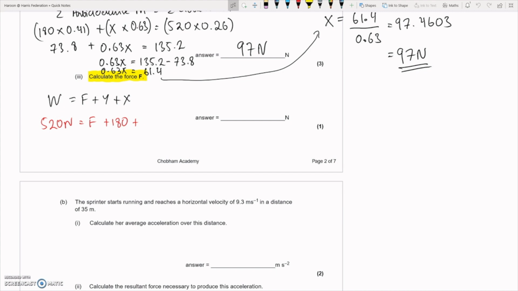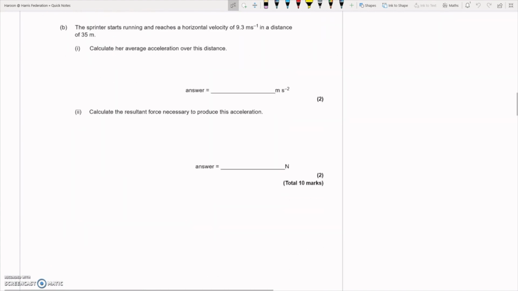Let's clear that up for you. If we rearrange our equation in our calculator, we can see that F gives us 243 newtons. But we want it to two significant figures, so that will be 240 newtons. Put that answer there, and we're done with part A of the question. We'll now move on to part B.